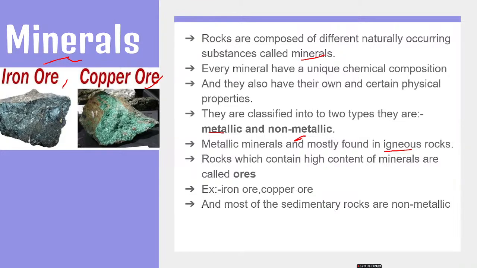So if you have a mineral, it has more mineral content than dust particles, which we call gangue. The dust particles, the unwanted particles present in the mineral, are called gangue.